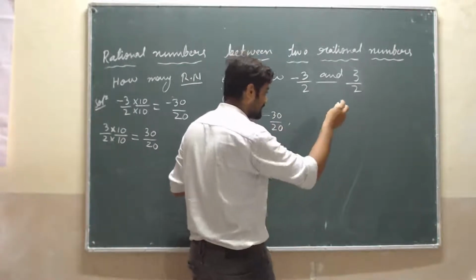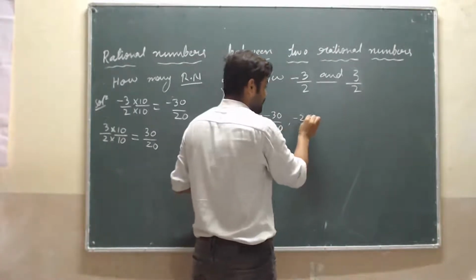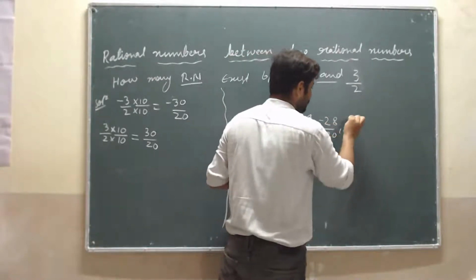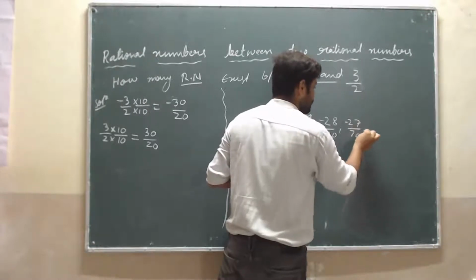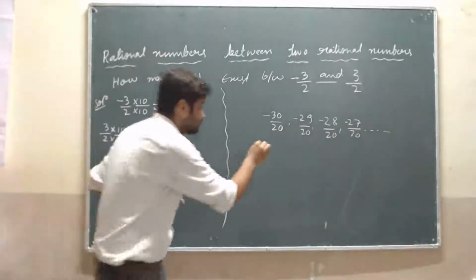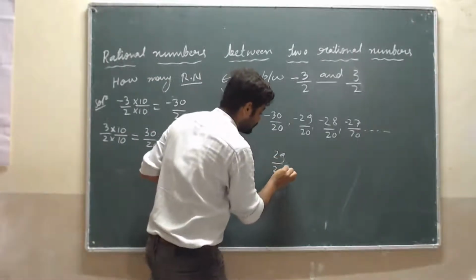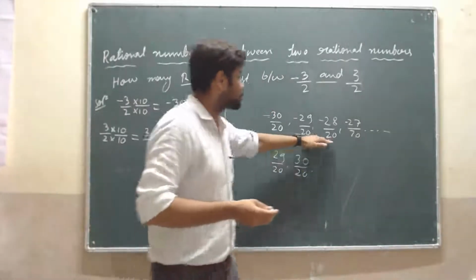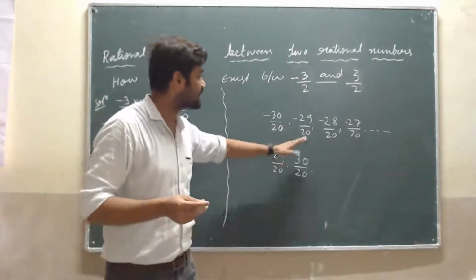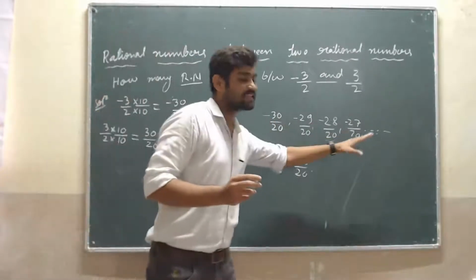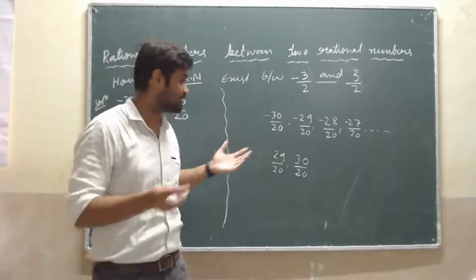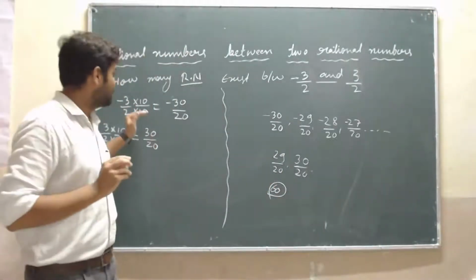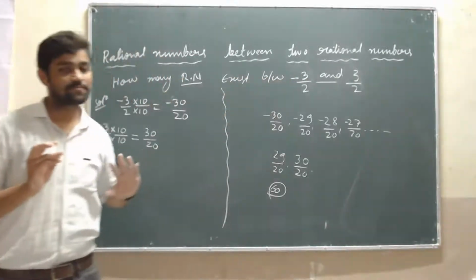plus 30 by 20, that is minus 29 by 20, minus 28 by 20, minus 27 by 20, like that. Afterwards we will get plus 29 by 20 and last 30 by 20. How many rational numbers do we have? 1, 2, 3, 4 up to 30, and 30 above. Isn't it? That means 60 rational numbers are between minus 3 by 2 as well as plus 3 by 2.